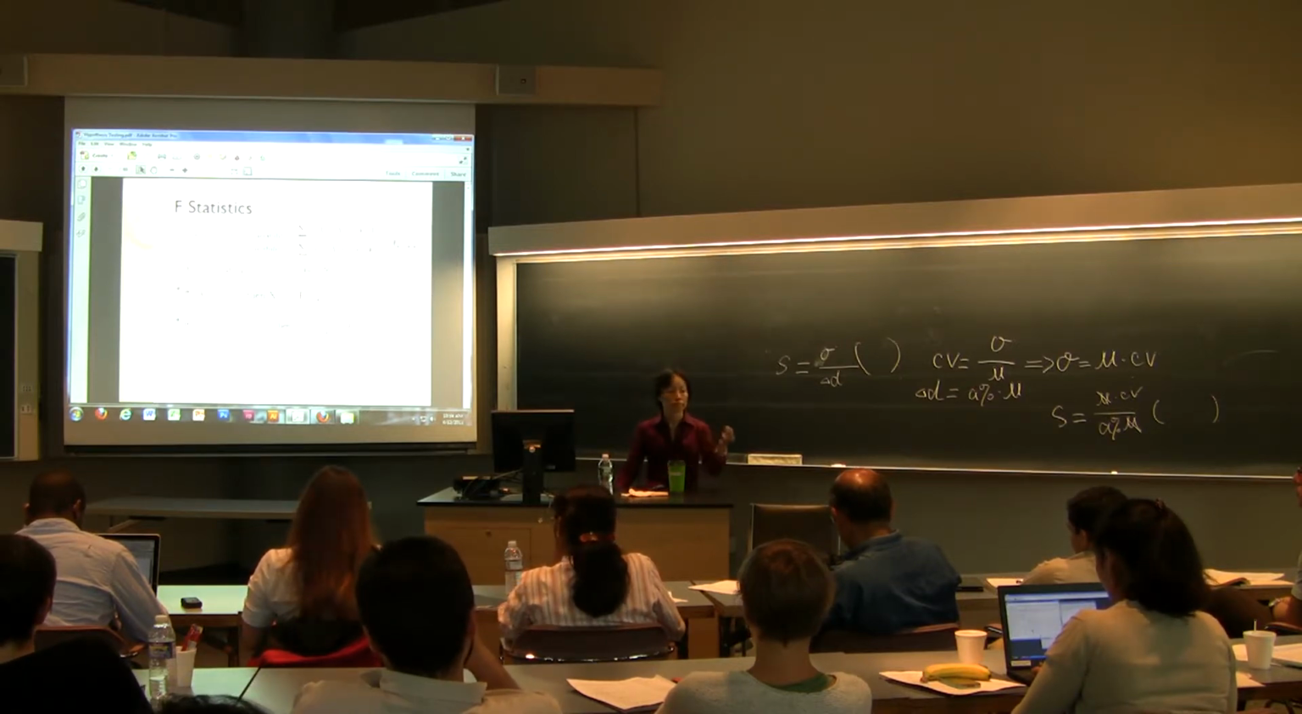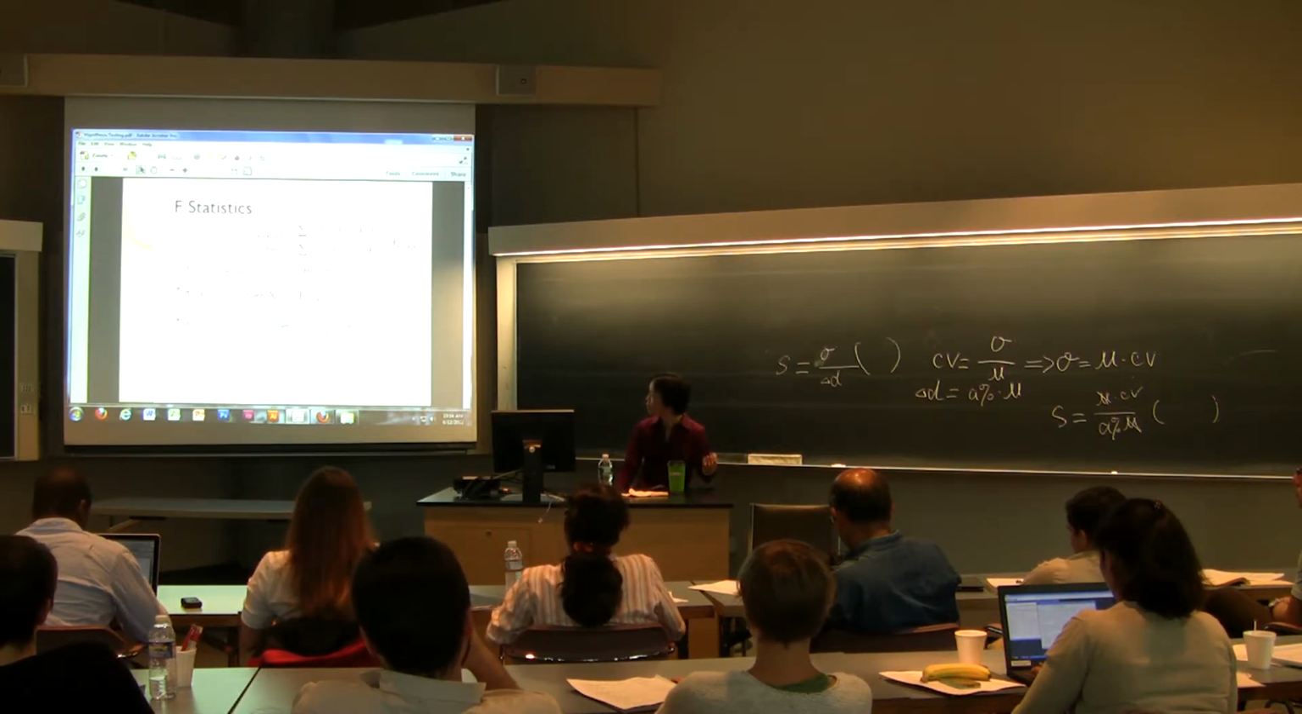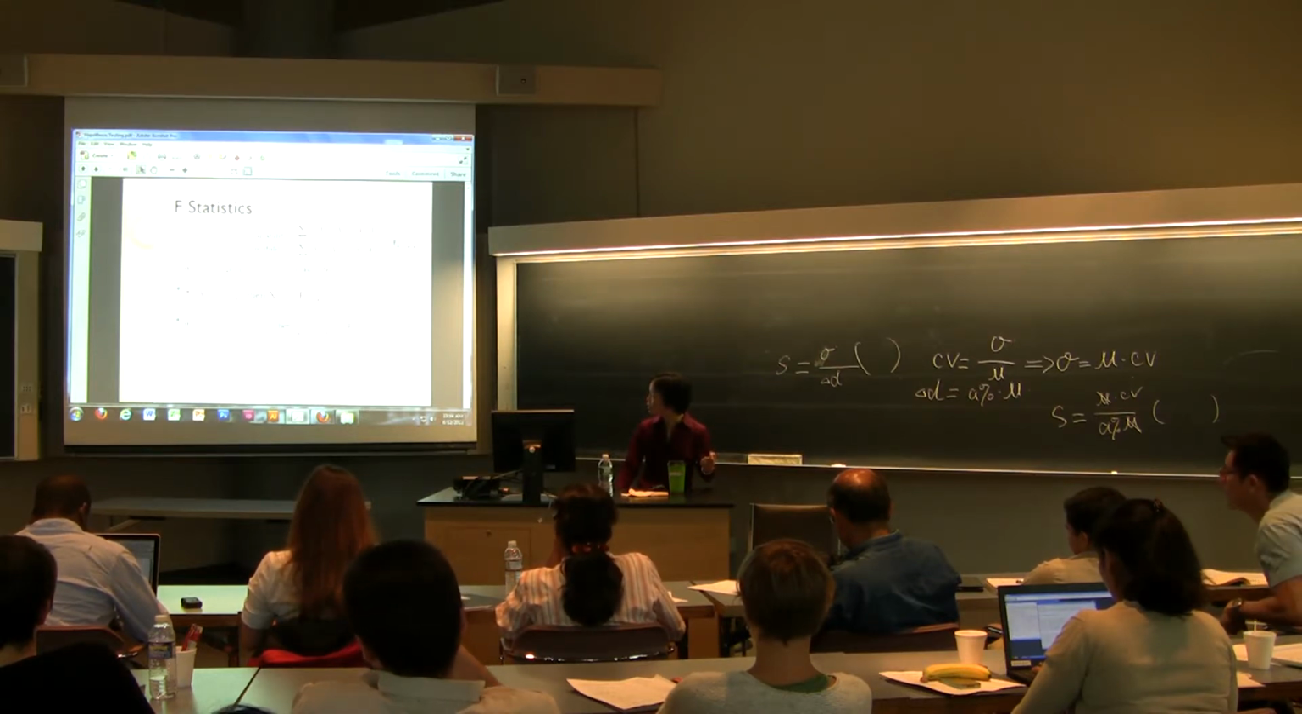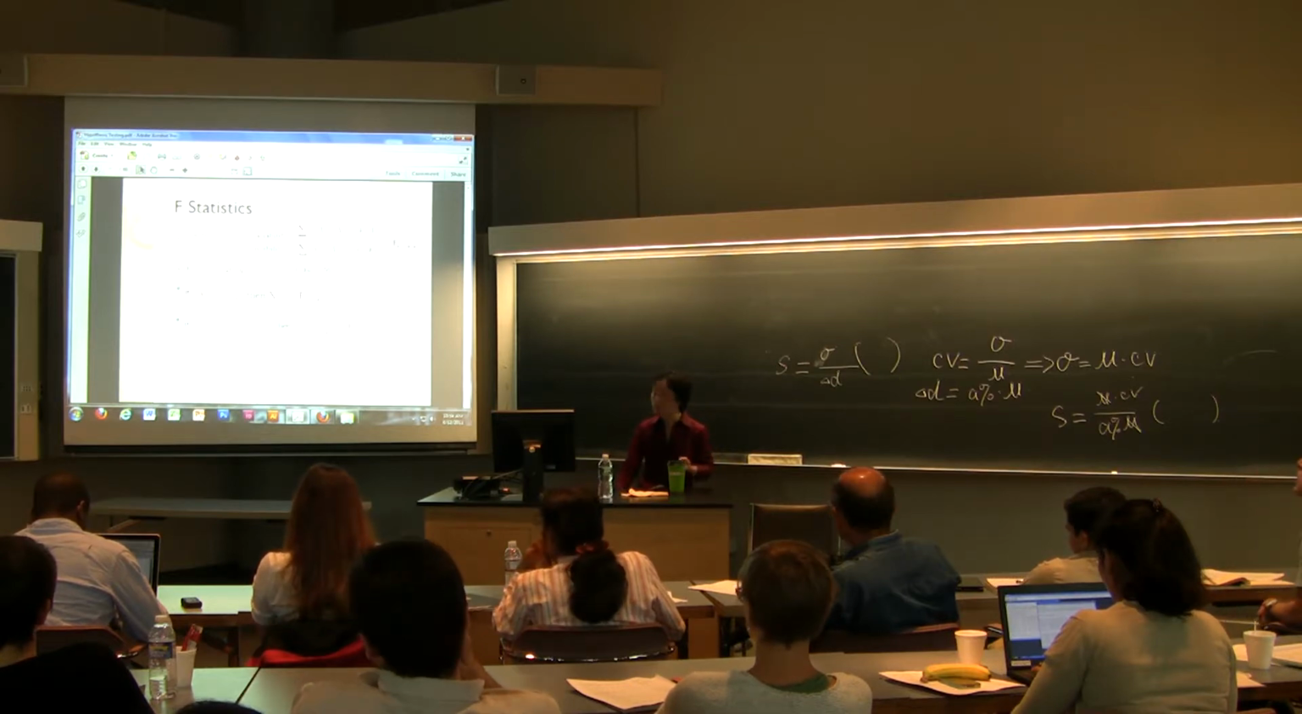It is the chi-square random variable of the first one divided by its degree of freedom, and divided by the second chi-square random variable divided by its degree of freedom. We get an F distribution.